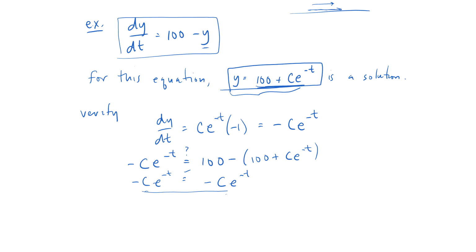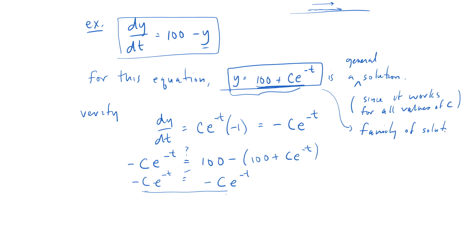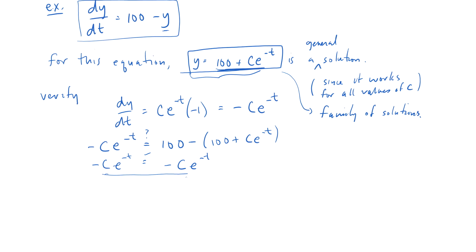So this is not just a solution, this is what we call a general solution, because it works for all values of c. Sometimes we also say this is a family of solutions. So it's a general solution, it's a family of solutions. Now, what about, let's go up here.